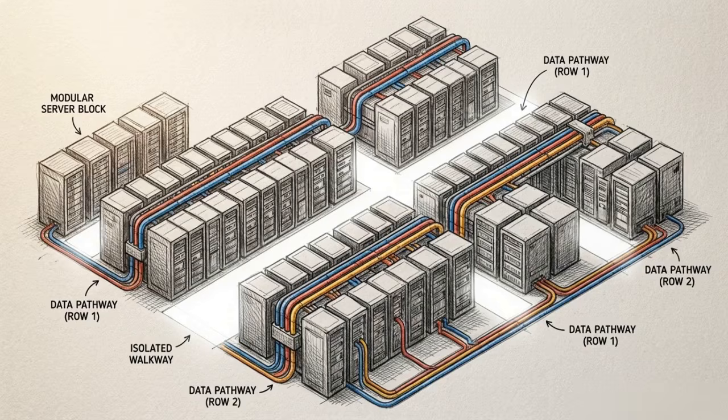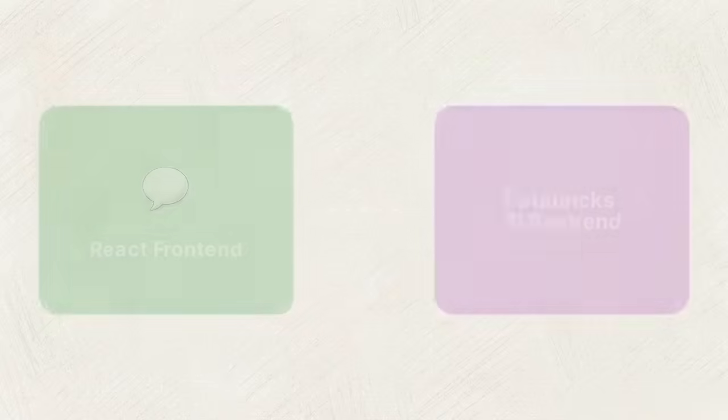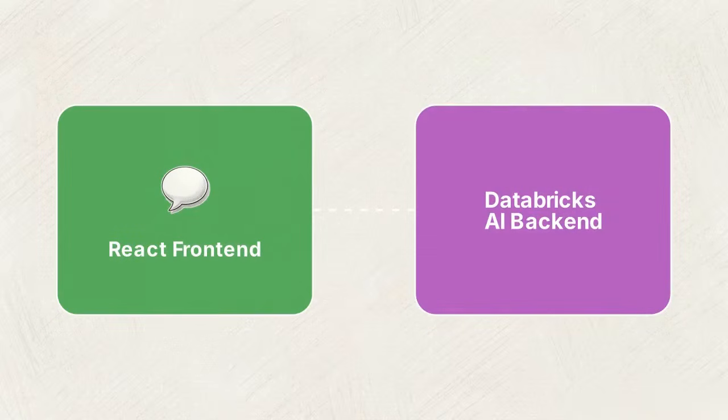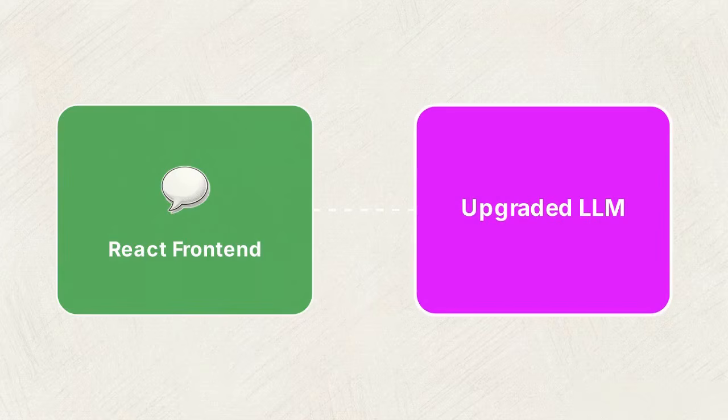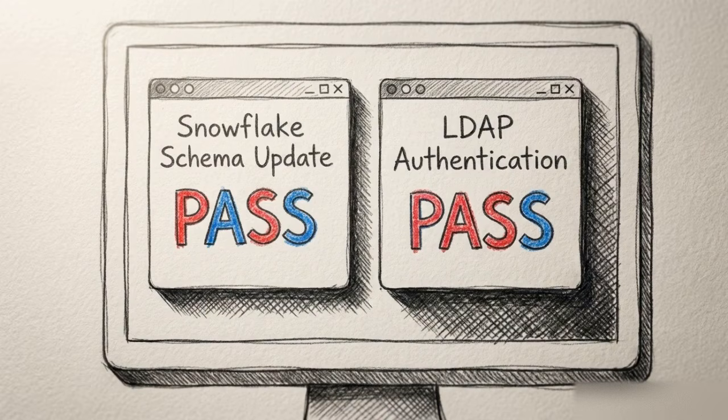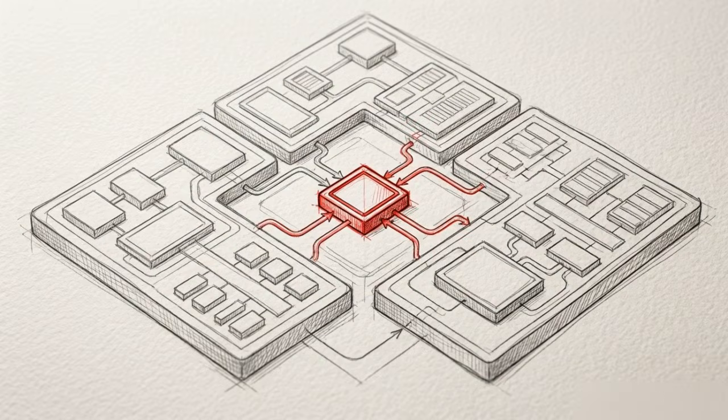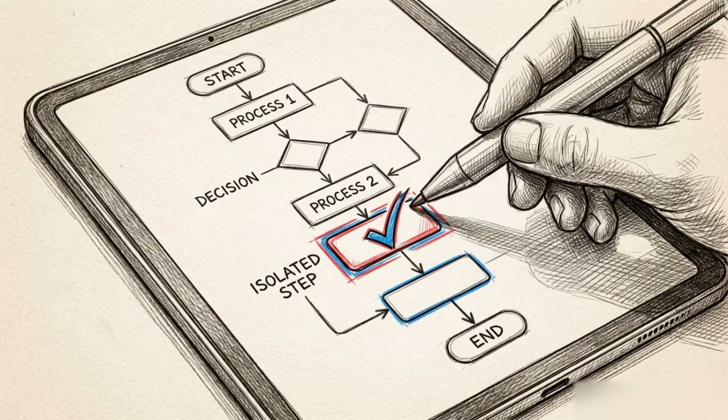This structure relies on system modularity. Each section is highly specialized and independent from the rest. Because of this modularity, engineering teams can swap out the underlying language model in Databricks without having to rewrite a single line of code in the React UI. Similarly, database engineers can update the Snowflake schema without breaking the LDAP authentication flow. Separating these concerns ensures that when something breaks, the team knows which zone holds the failure. It makes the system easier to debug, understand, and iterate on.